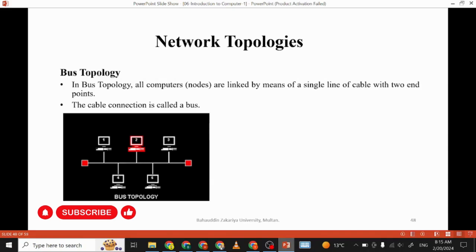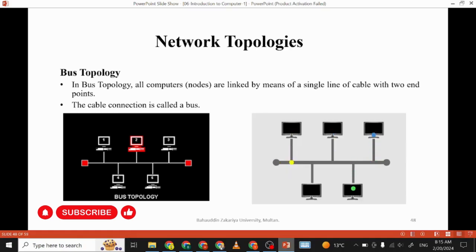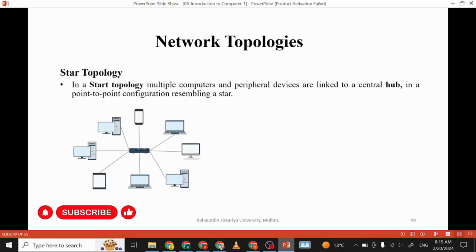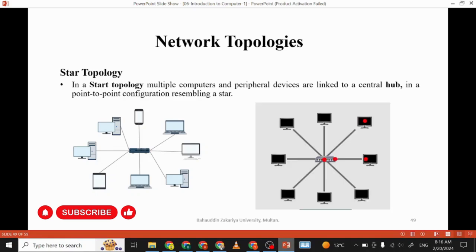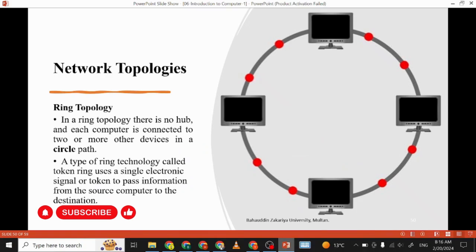In bus topology, all computers are linked by means of a single line of cable with two end points. The cable connection is called a bus. Star topology. In a star topology, multiple computers or peripheral devices are linked to a central hub in a point-to-point configuration resembling a star. Ring topology. In a ring topology, there is no hub and each computer is connected to one or more other devices in a circular path.